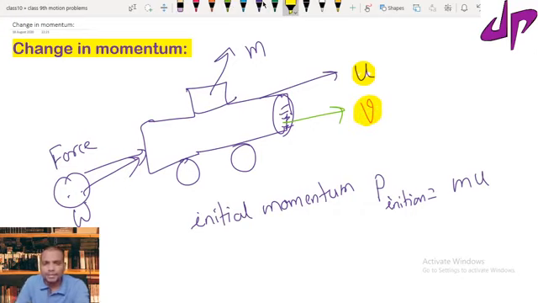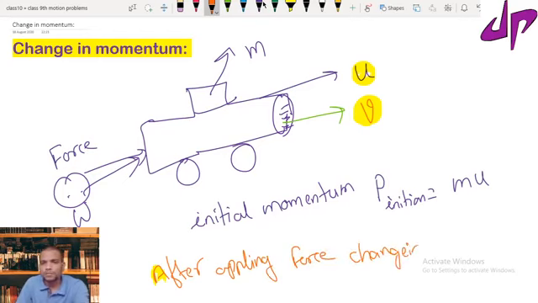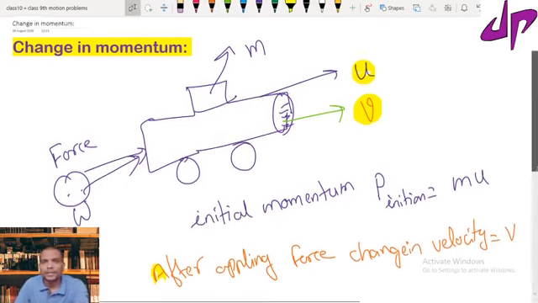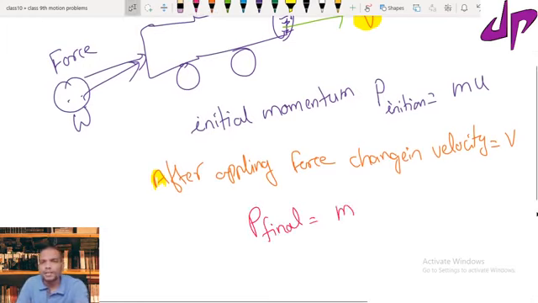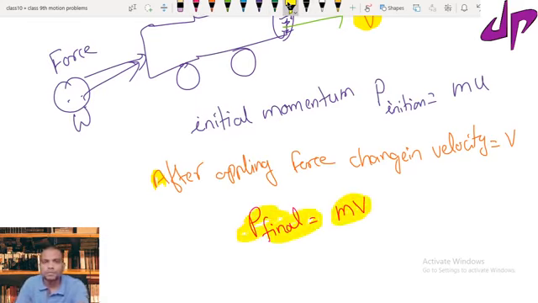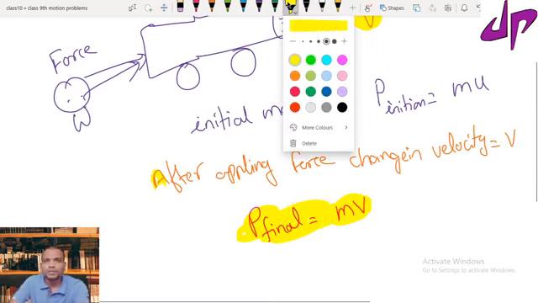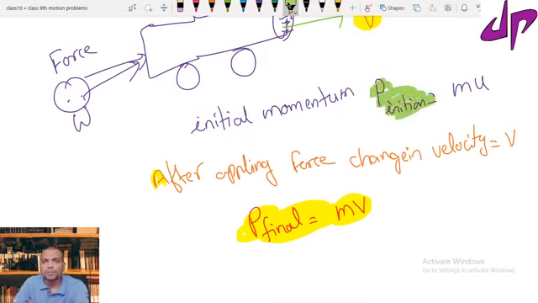Now after applying force, the change in velocity gives v. Now in this case, the final momentum is equal to mass, because mass does not change, times the velocity, which has changed to v. Now this we take as the final momentum after applying force, and this we take as the initial momentum before applying force.